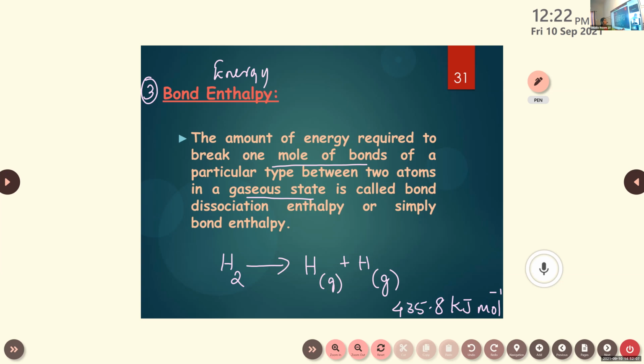Usually we use kilojoule per mole as its unit. You can also write that the unit of bond enthalpy is kilojoule per mole. The amount of energy required to break 1 mole of bonds of a particular type between two atoms in a gaseous state is called bond dissociation enthalpy, or simply bond enthalpy. Here the molecules are in gaseous state. Okay, this is converted to gaseous atoms.